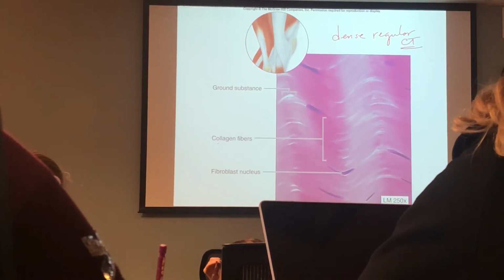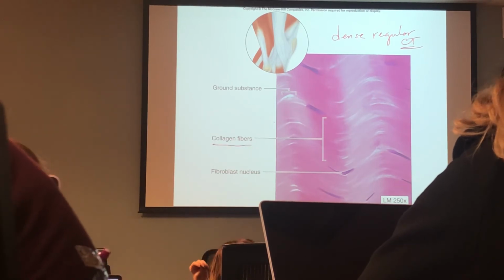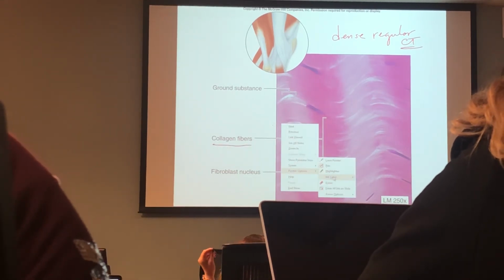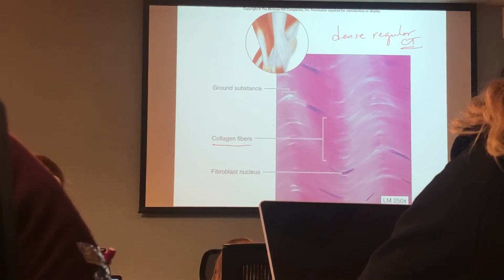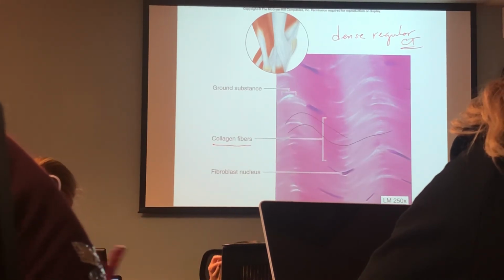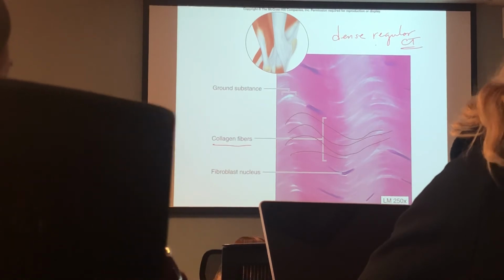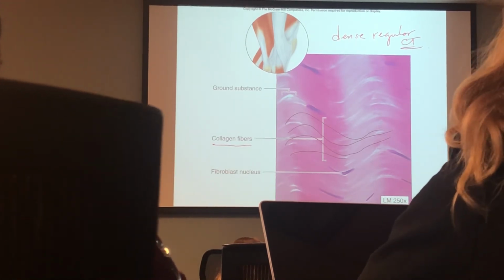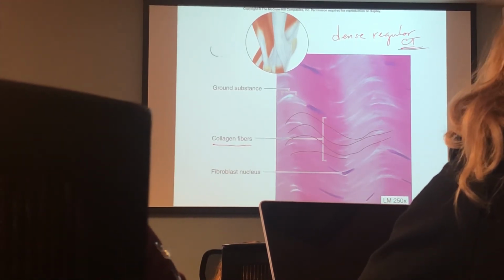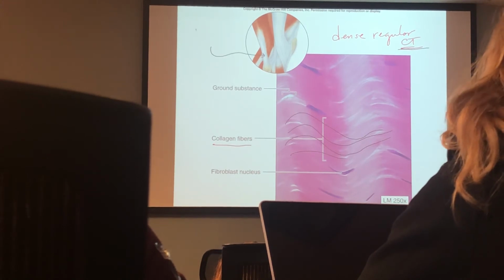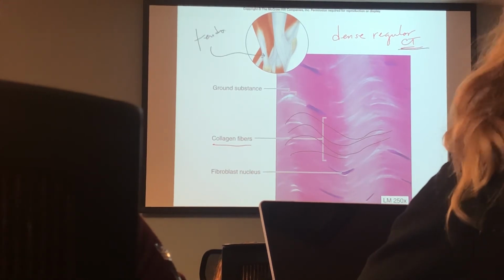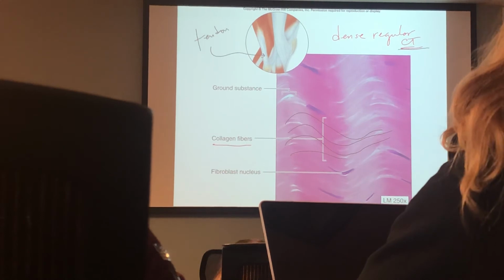Why do they call it dense regular? Because look at the fibers, they're all tightly knit. They're all running in what? Parallel rows, right? A parallel arrangement. Where do you find dense regular CT? You find it at the core of what? What do you call that? That's a tendon. A tendon attaches what? Muscle to bone, okay?